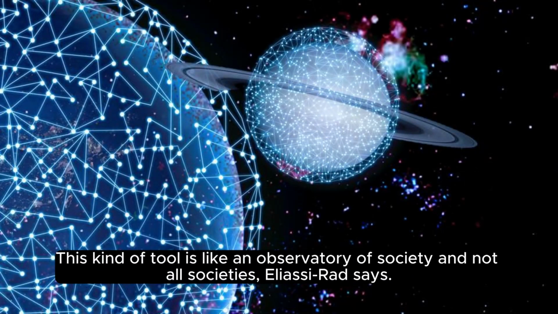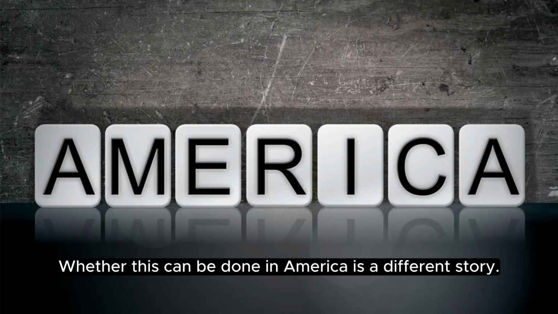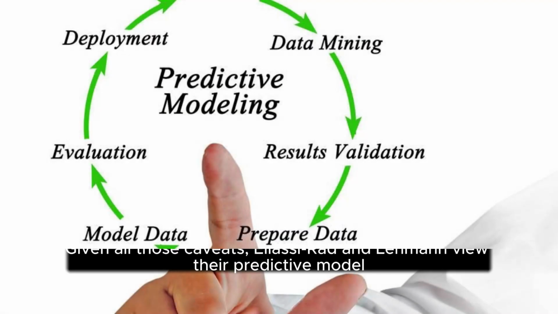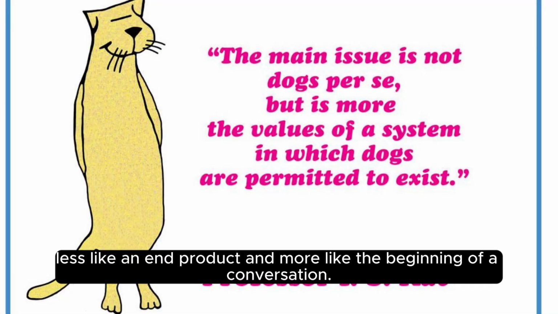This kind of tool is like an observatory of society, and not all societies, Ilyas Rad says. This study was done in Denmark, and Denmark has its own culture, its own laws, and its own societal rules. Whether this can be done in America is a different story. Given all those caveats, Ilyas Rad and Lehmann view their predictive model less like an end product and more like the beginning of a conversation.